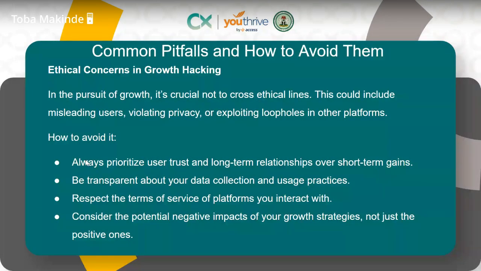Ethical concerns in growth hacking. So in pursuit of growth, it's crucial not to cross ethical lines. This could include misleading users, violating privacy, exploiting loopholes in other platforms. So don't cut corners, guys. Don't use misleading information to get users. Don't violate people's privacy, getting data from them in an illegal way and things like that, all because you're trying to get growth.